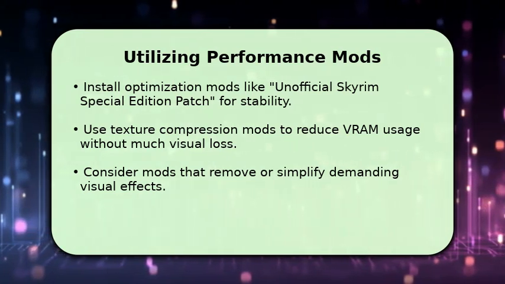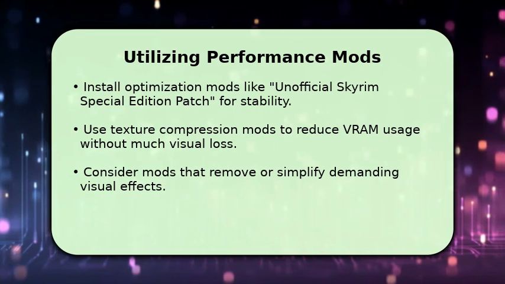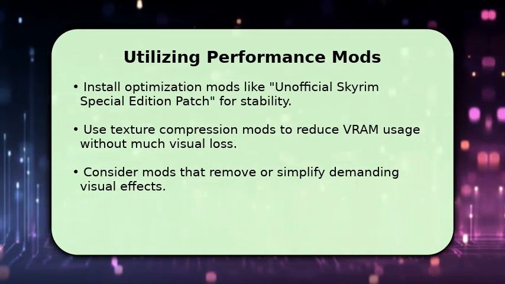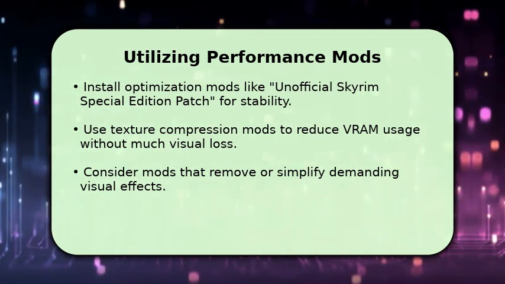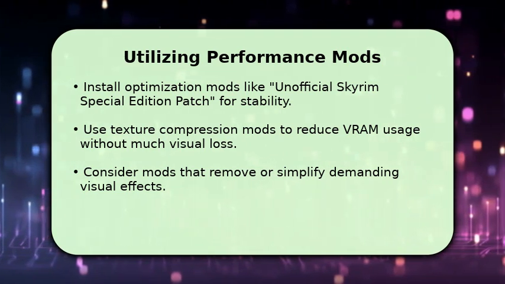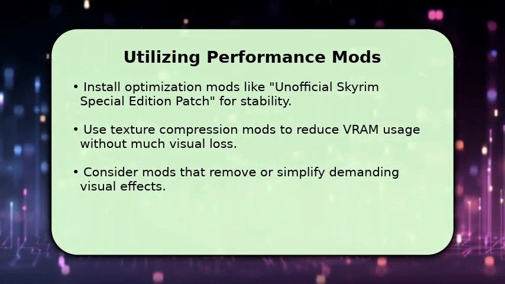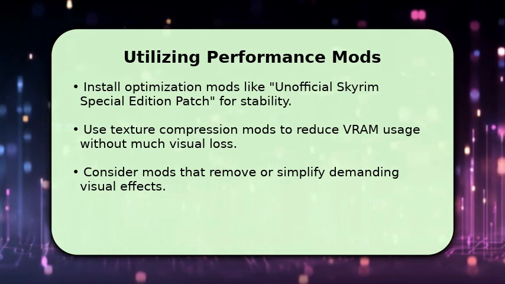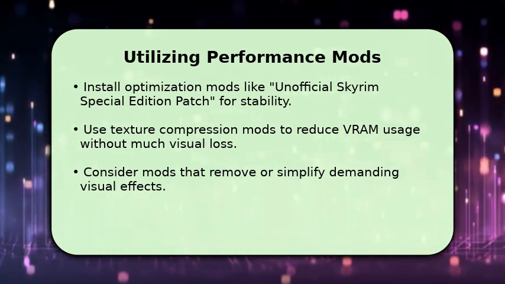Start with essential optimization mods, such as the unofficial Skyrim Special Edition patch, which fixes many bugs and improves stability. Look for texture compression mods. These can significantly reduce video memory usage while maintaining decent visuals.